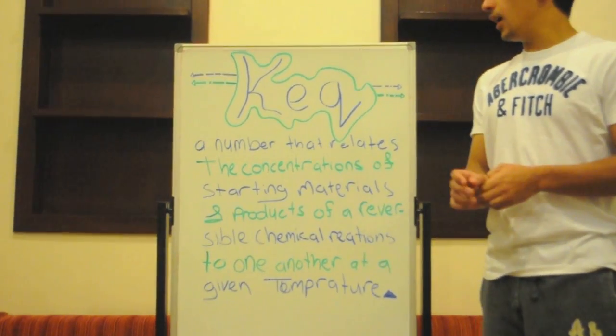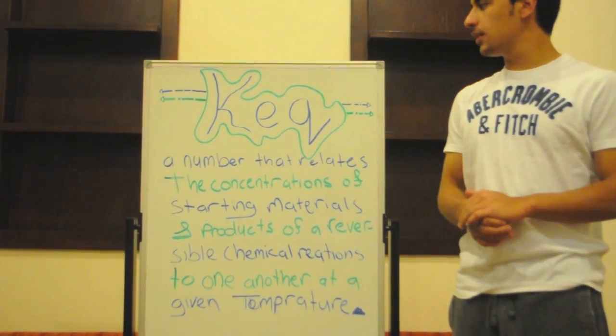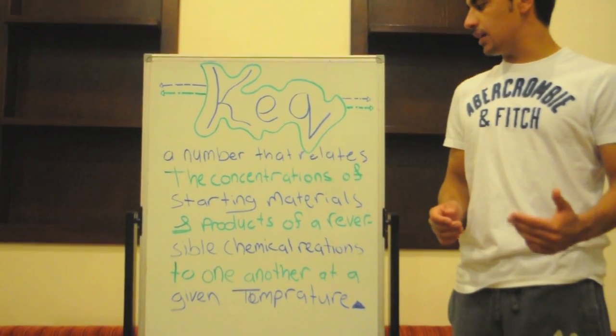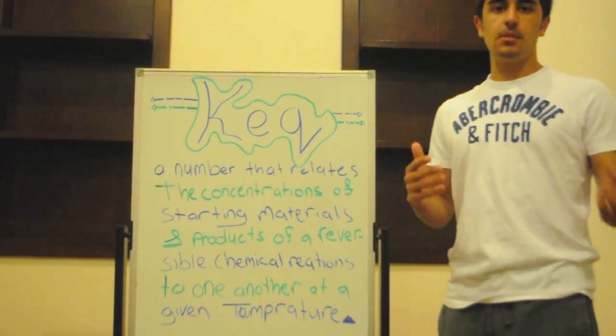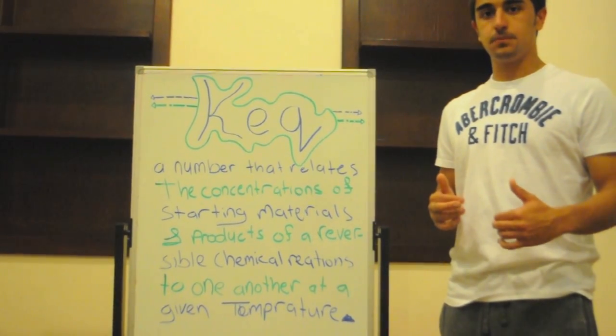Hello there. Equilibrium constant is our topic today. The equilibrium constant, or Keq, is a constant number that relates the concentrations of starting materials, or reactants, and ending materials, or products, in a reversible chemical reaction.